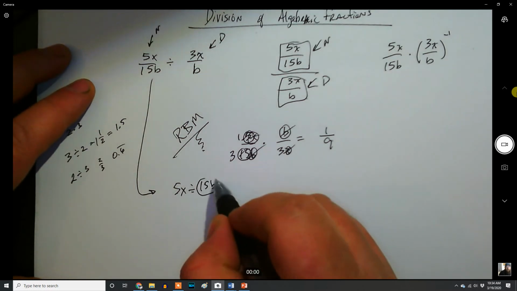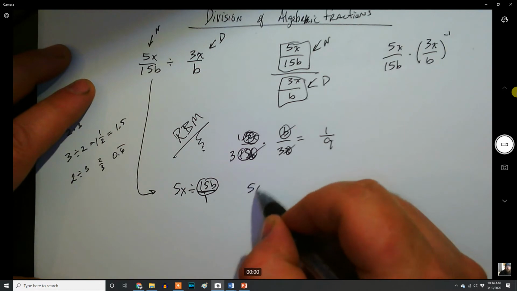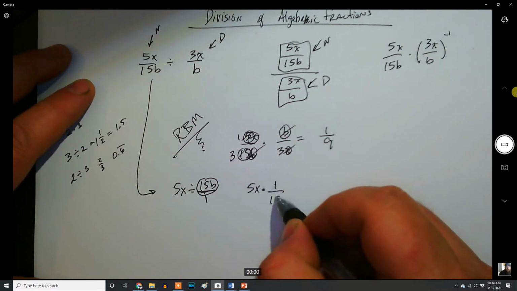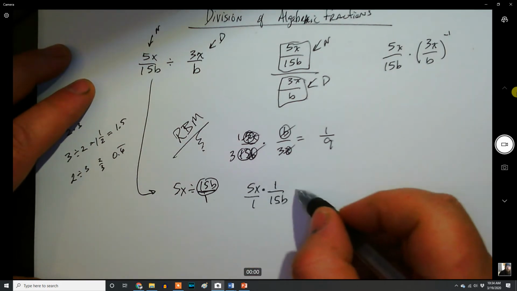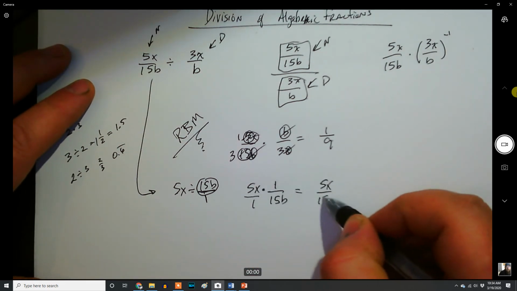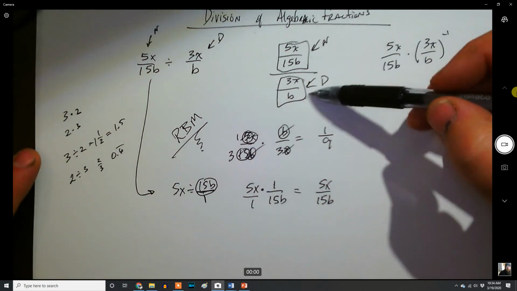So if we took the reciprocal of this right there, it's going to be 15b over 1. If you do the reciprocal, you get 5x times 1 over 15b. And when you multiply that together, this is a whole number, so you put it over 1, and you end up with 5x over 15b. Do you see? Numerator divided by the denominator.